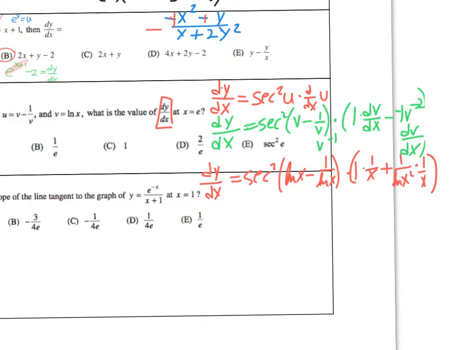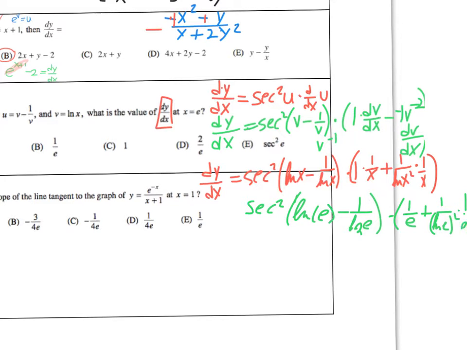Okay, that's really gross. I wonder if there's a better way to do this for my second time through, because obviously I'm going to try to do this again. So we've got secant squared of ln of e minus 1 over ln of e, times 1 over e, plus 1 over ln of e all squared times 1 over e.